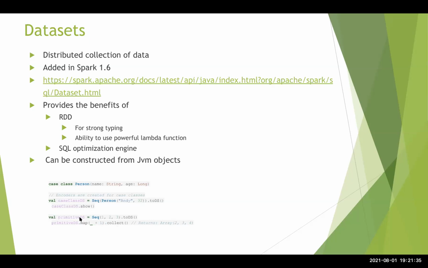If you have a sequence, an array, this collection contains 3 elements, 1, 2, 3. You can convert integers also like this to a dataset, and you can do any operation. Map is one of the transformations and collect is one of the actions. So you can map here. I'm adding just one to each integer and collecting at the end.